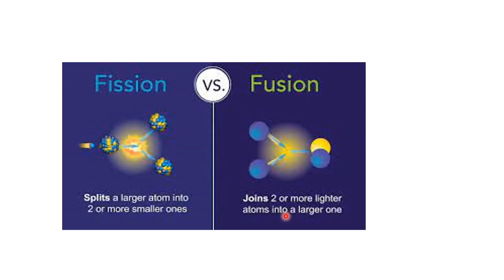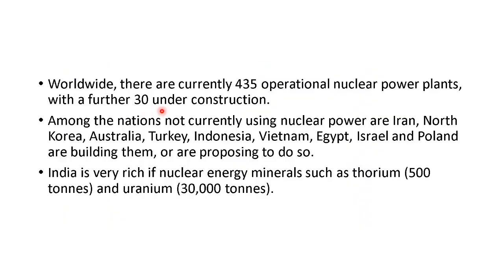So worldwide there are currently 435 operational nuclear power plants with a further 30 under construction. Among the nations not currently using nuclear power are Iran, North Korea, Australia, Turkey, Indonesia, Vietnam, Israel, Egypt, Poland. But now they are proposing to do so, because every country needs nuclear power for protection.